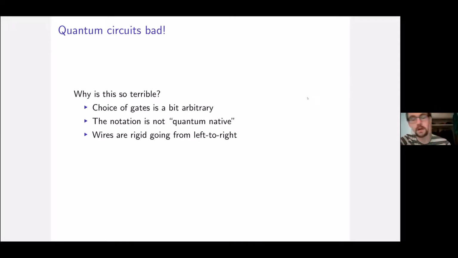And thirdly, the wire is very rigid. We have a set amount of wires coming in, equal to the amount of wires coming out. They go from left to right, you can't bend wires, you can't combine wires. So it's a very rigid way to think about these things. Okay, so what I'm going to talk about in this talk is the ZX calculus, which is a related graphical language, which essentially allows us to get rid of these problems.